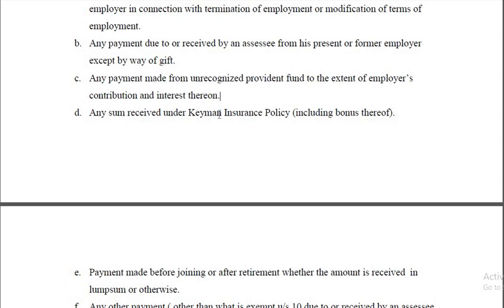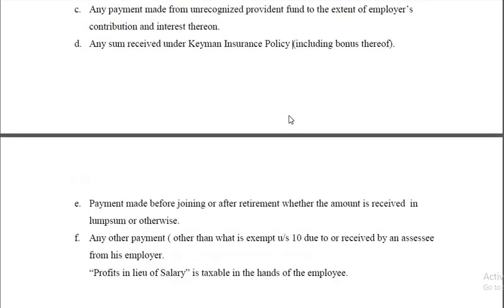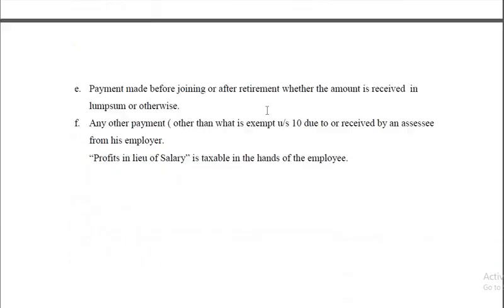Any sum received under a Keyman insurance policy. In an organization, all are equal, but one or two, a few, are very important. And an insurance policy might have been taken on the life of such persons. We call that a Keyman insurance policy. If any amount is received by the SSE under a Keyman insurance policy, including bonus, that falls under the head profit in lieu of salary.